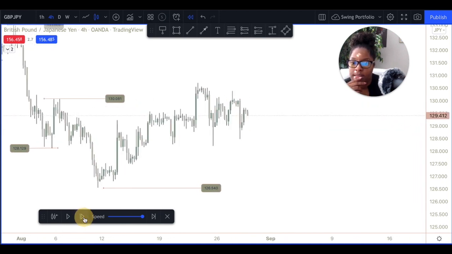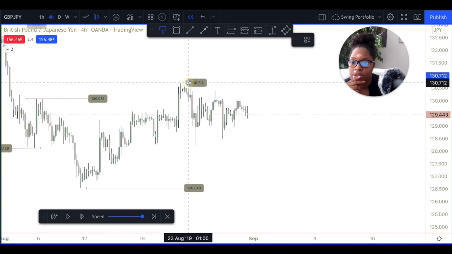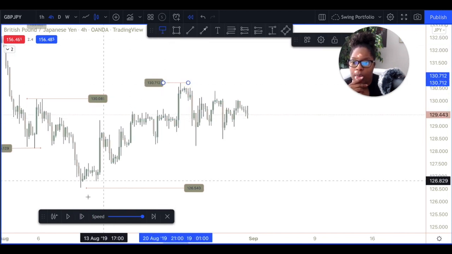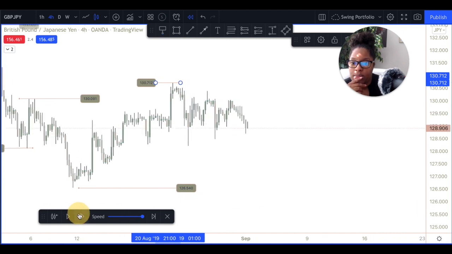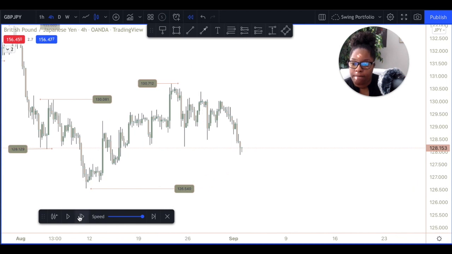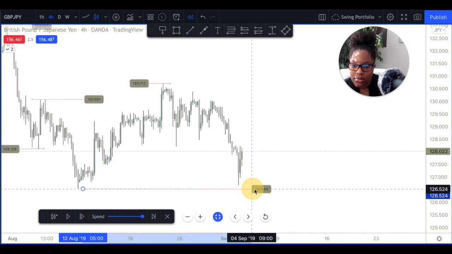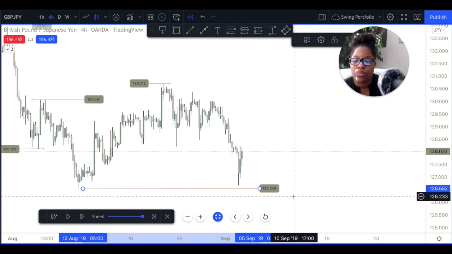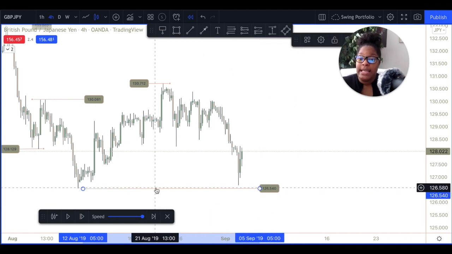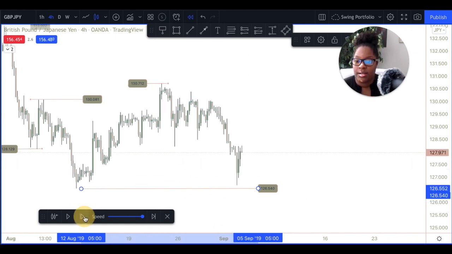Can we go deeper? Let's see. Okay, we're getting pullbacks here. So this is the high. That's a new high at 130.712. All right, there we go. Now we're getting that deeper pullback. And this is what we want to see. All right, she did not pass. There we go. She did not pass 126.540. Can she stay above? Honestly, this would be in my entry area.